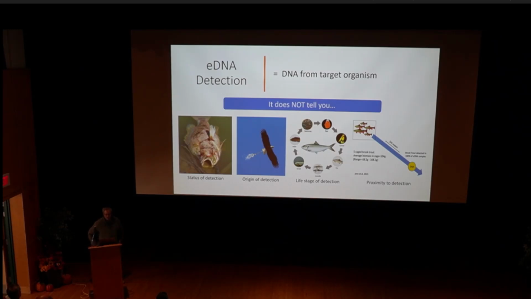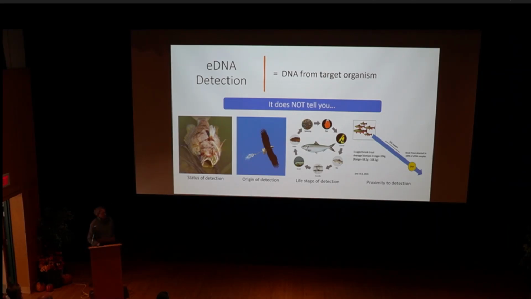Like I said, it doesn't say anything about life stage either. You can detect eggs, larvae, juveniles, adults, all in the same way. And we don't get a lot of information regarding the proximity of that detection. So we know DNA moves through the environment. So are we detecting DNA from an organism that was 10 feet away or 2 kilometers away? You can get some indication based on the sample type, the sample matrix, and the system that you're working in, but you can't really pinpoint where the organism is, because of the way DNA moves through the system.